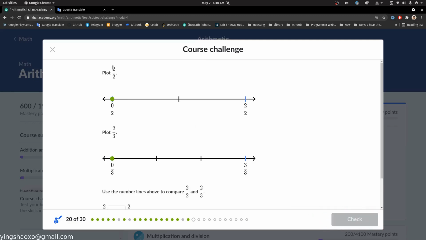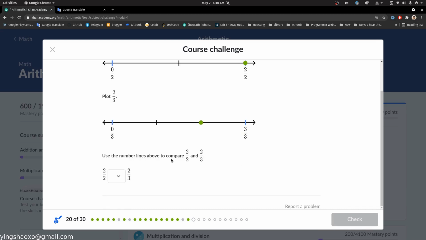Alright, let's go on. Plot 2 over 2. 2 over 2, that'd be this. Plot 2 over 3. 2 over 3. That'll be right in here. Use the number lines above to compare 2 over 2 and 2 over 3.